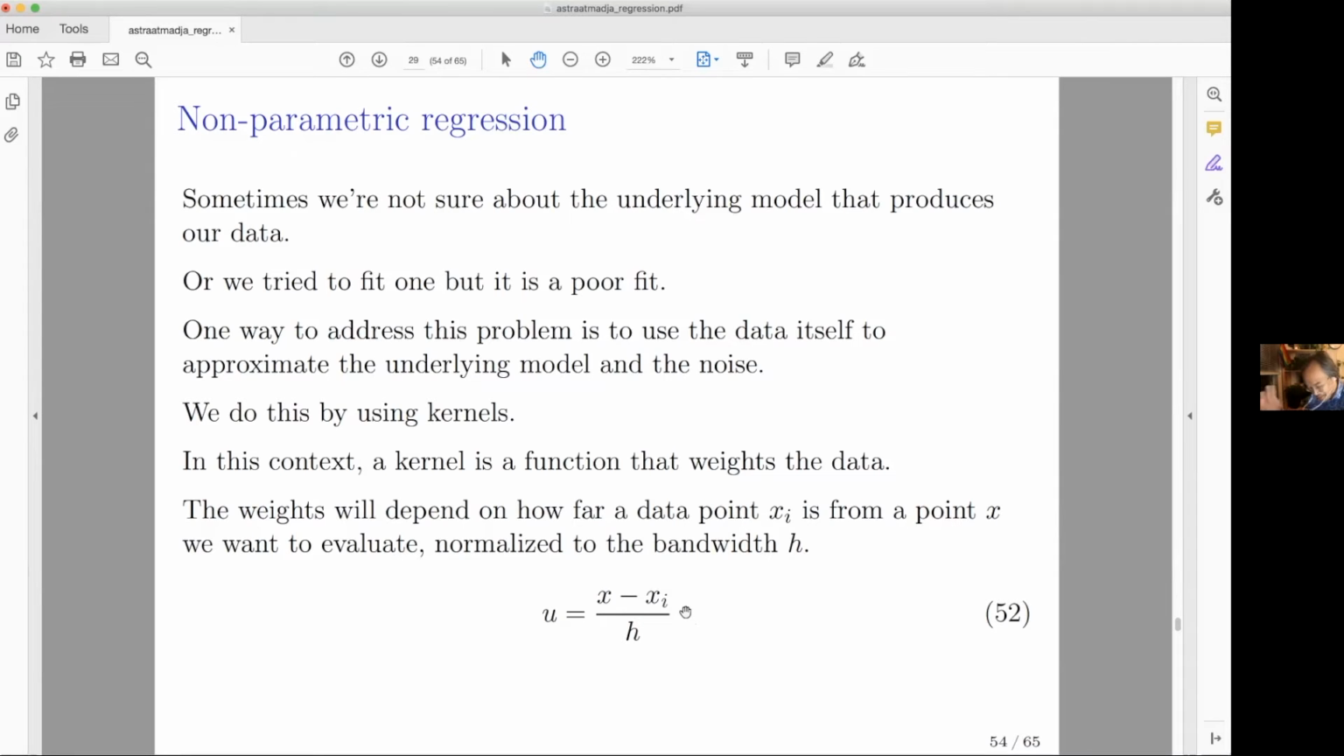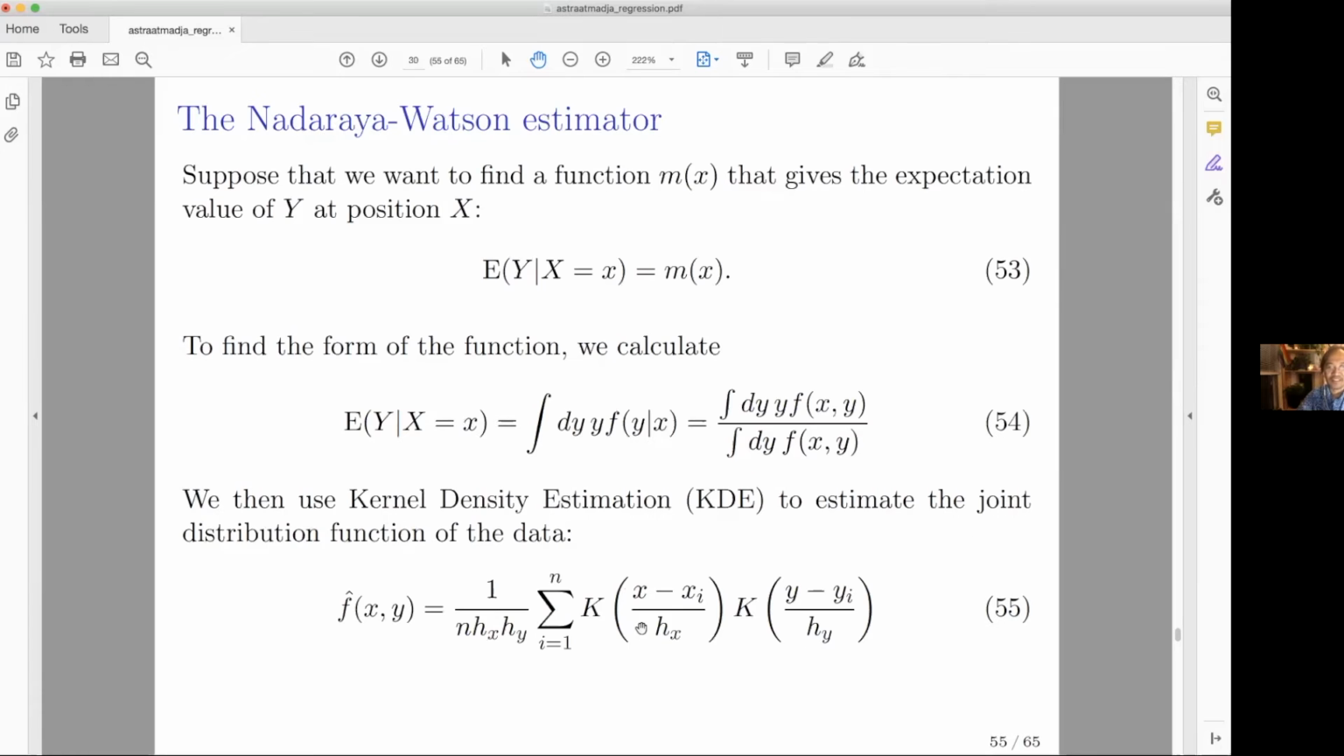So the motivation has already been outlined by Professor Ferguson earlier. We have to use kernels if we want to do non-parametric regression. A kernel is basically a weighting function, and the weight depends on how far a point is from a data point. But the distance between the point that we want to evaluate and the data is normalized relative to the bandwidth h, and this is something that we have to choose.